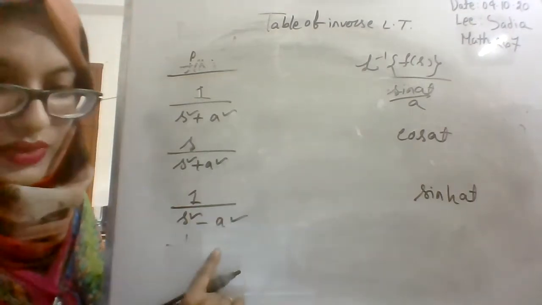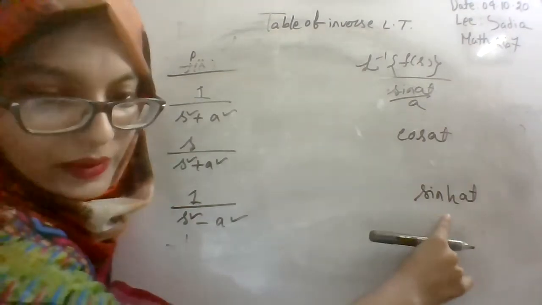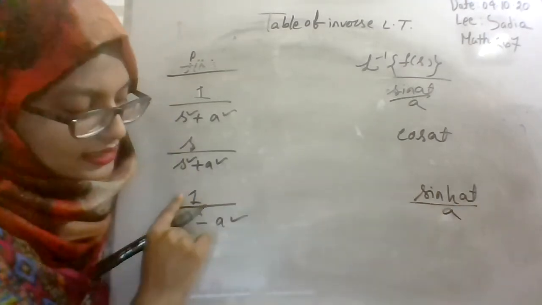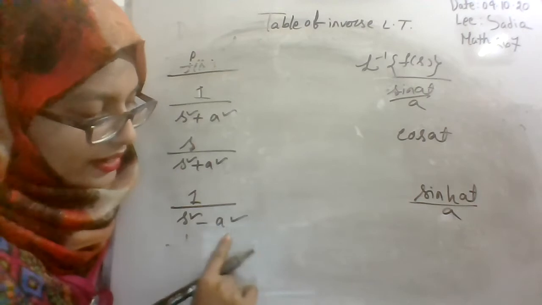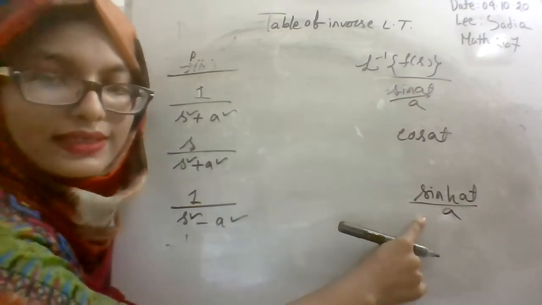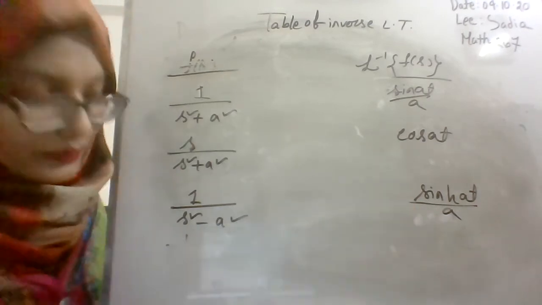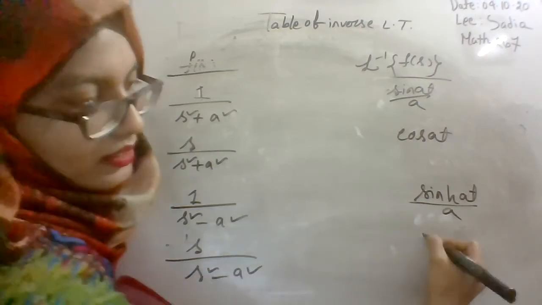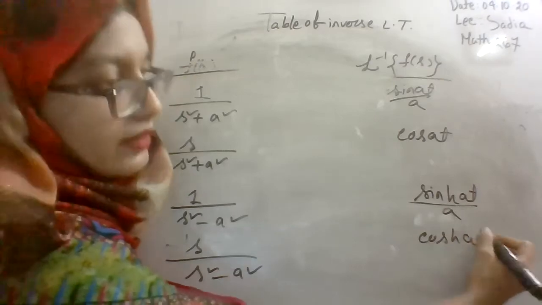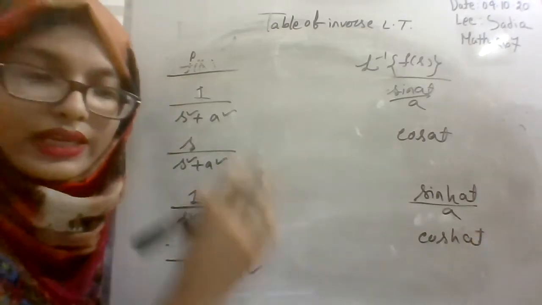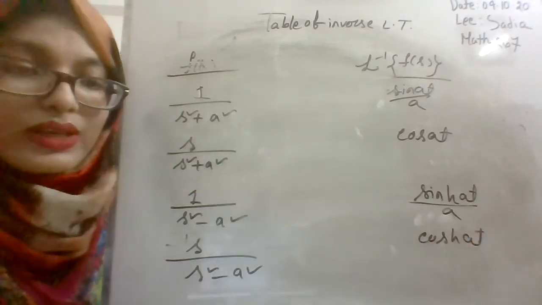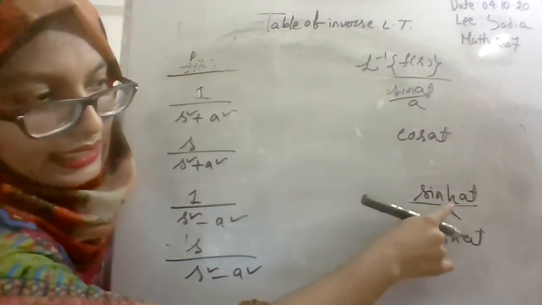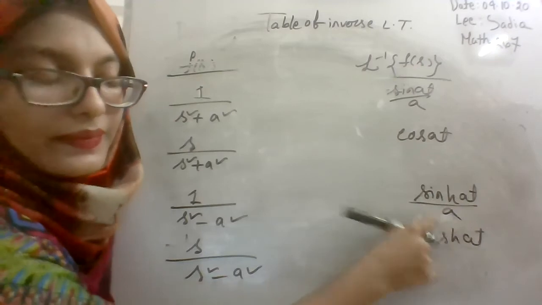And 1 by s square minus a square is equal to sine hyperbolic at divided by a. And similarly, if it is a by s square minus a square, then it will be sine hyperbolic at. And it will be cos hyperbolic at for s by s square minus a square. So we need those formulas, not theorems. Here it is sine hyperbolic at by a.